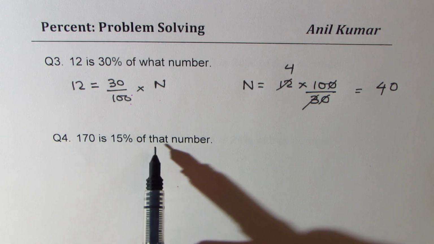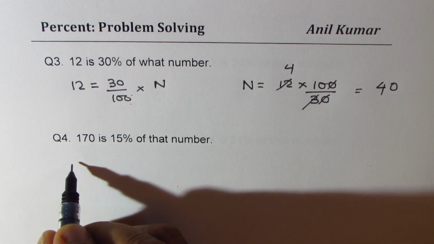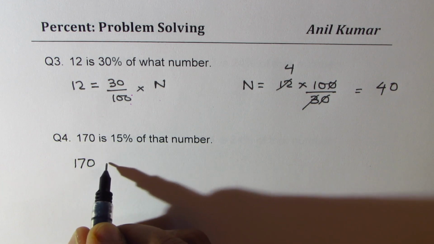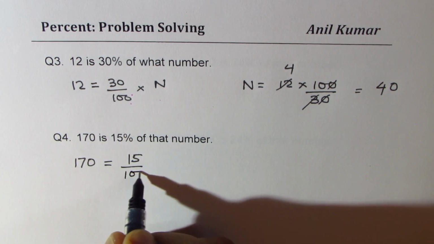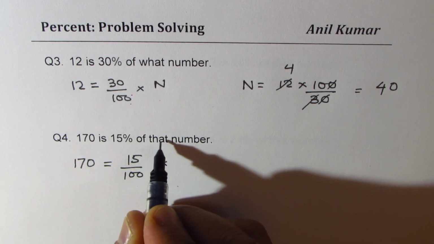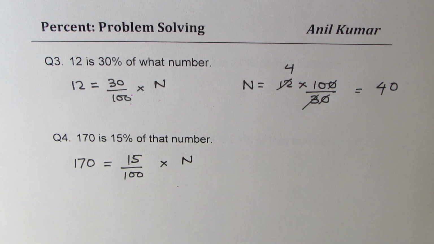170 is 15% of what number? So 170, write it as such. Is means equal to 15%, which means 15 over 100. Of means times, what number means N. Correct?